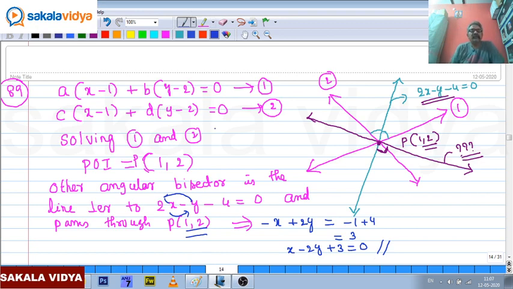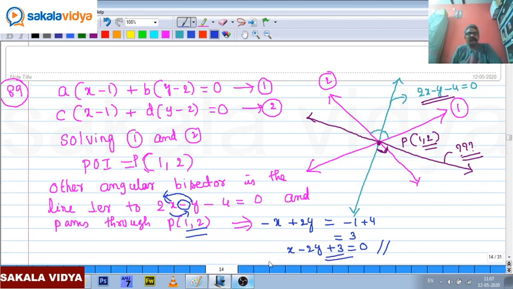See, interchanging the coefficients, minus 1 comes here, minus x, and 2 goes this side, this minus becomes plus. Minus x plus 2y passes through 1 comma 2. Substitute: minus 1 plus 4, 3. Minus x plus 2y goes that side: x minus 2y plus 3 is equal to 0. This is the required equation.